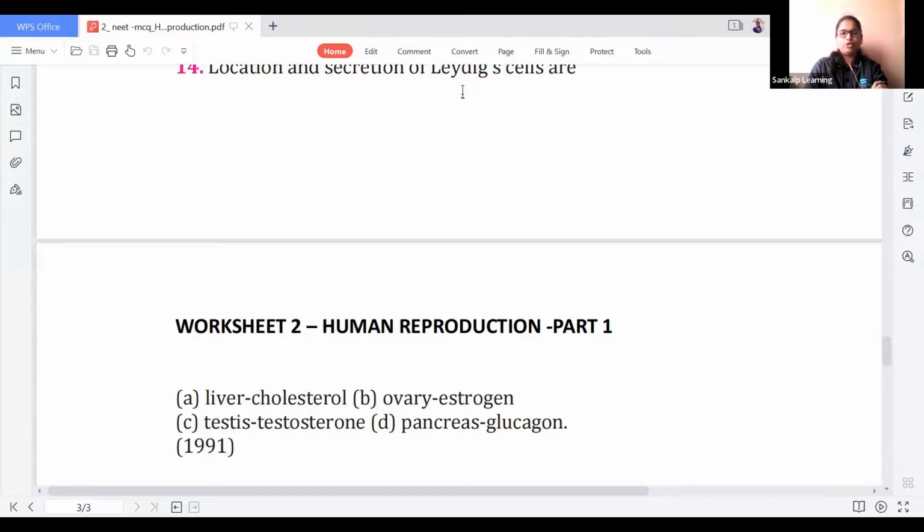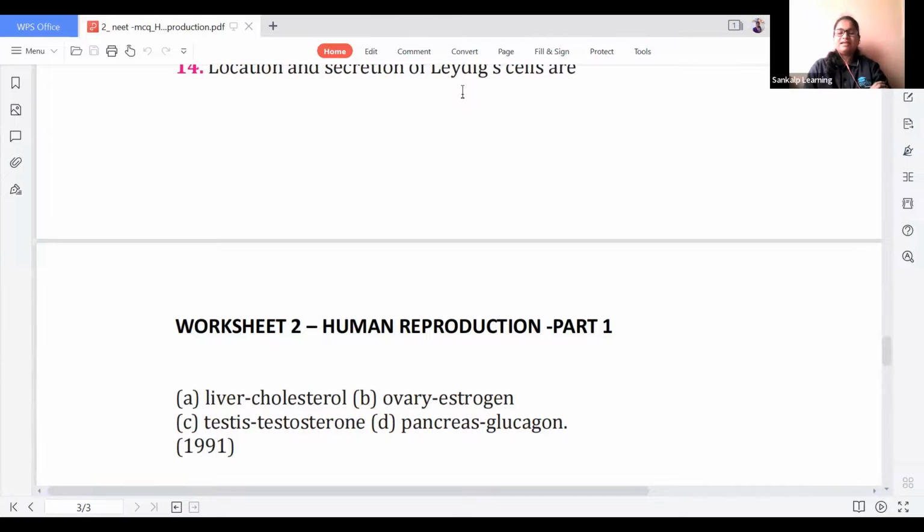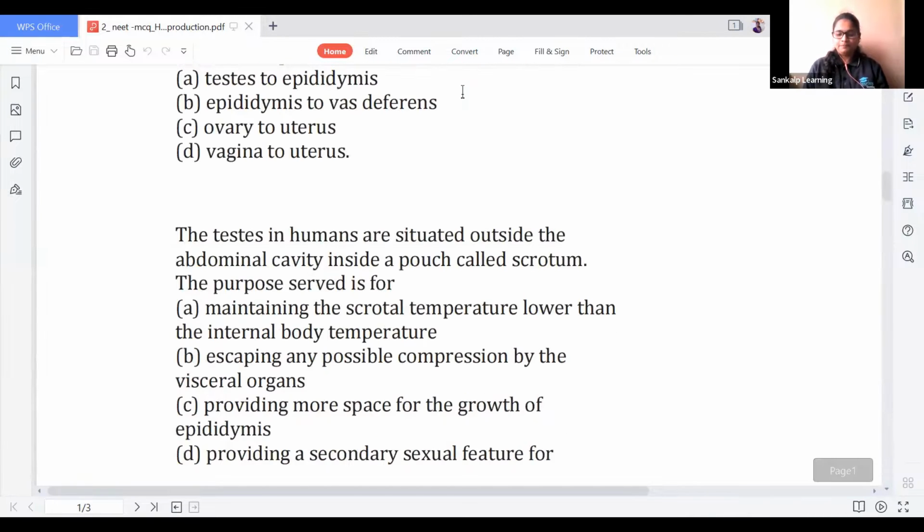Leydig cells. Where do you find Leydig cells? They have asked where Leydig cells are found. C, ma'am. Very good. Option C, testis. It is found in testis, that is in between seminiferous tubule, and it produces testosterone. That is a right answer. Next question.